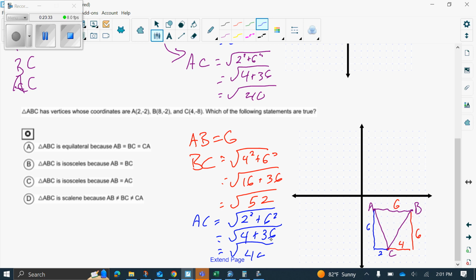Square root of 52 is not the same as square root of 40, so since none of them are the same, that's choice D. It's scalene because they're all different.